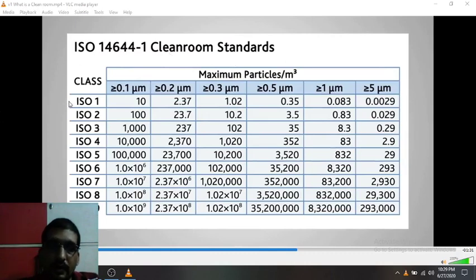ISO standards are there: ISO 1 class, ISO 2 class, up to ISO 9 class. You can see as per the definitions how many dust particles are allowed inside any clean room, as per the standards, written here with the size of the dust particle. For size greater than 0.1 micrometer, for ISO 1 standard, only up to 10 particles are allowed. And for greater than 5 micrometer, no particle is allowed for the ISO 1 standard, 0.0029 only. So this is how you can imagine how much cleanliness there is inside any clean room.